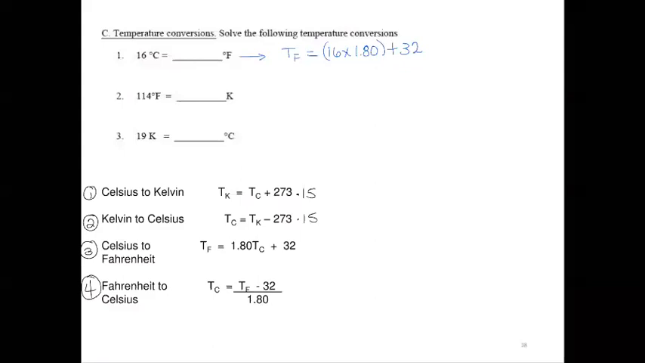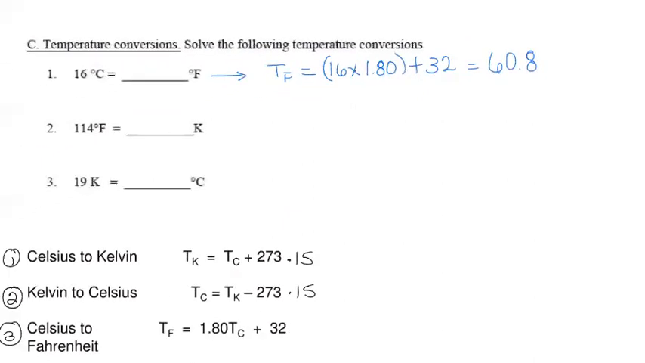Put a one in the chat if so far you understand what we're doing. Great. Then I'm going to say 16 times 1.80 plus 32. I find this is 60.8. Now, going back to our best friends, sig figs. How many sig figs in 16? 2 sig figs. What is the value that I need to round this to represent 2 sig figs? Excellent. 61 degrees Fahrenheit. That should be the final answer.